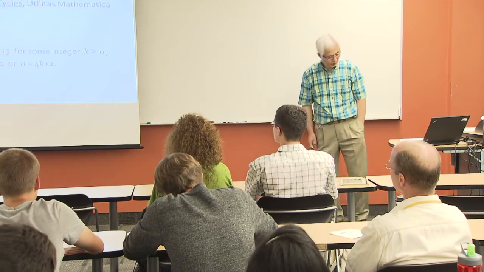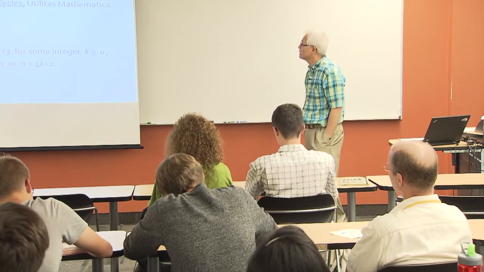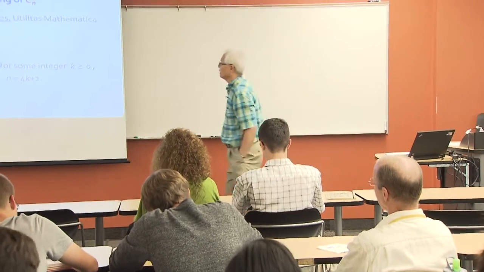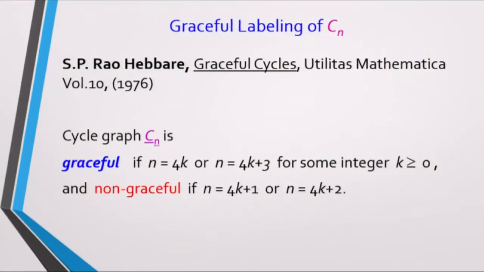And it was proven by Rosa. If a cycle has a multiple of 4 vertices, or a multiple of 4 plus 3, then it's graceful, but the other two cases are not graceful.